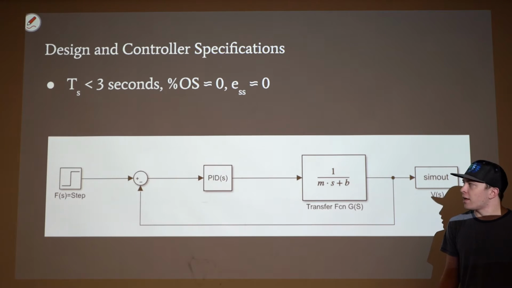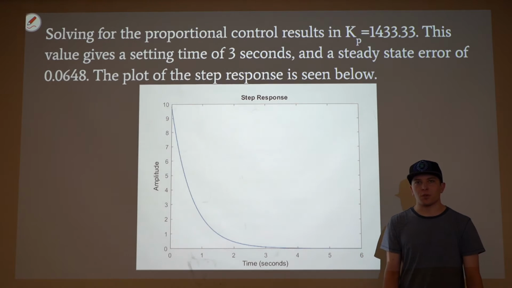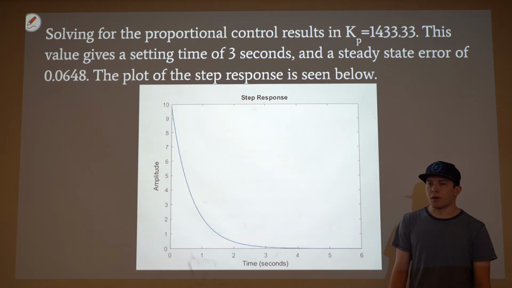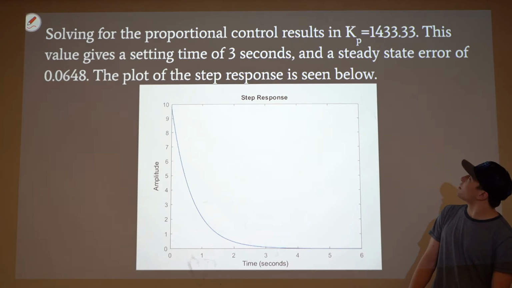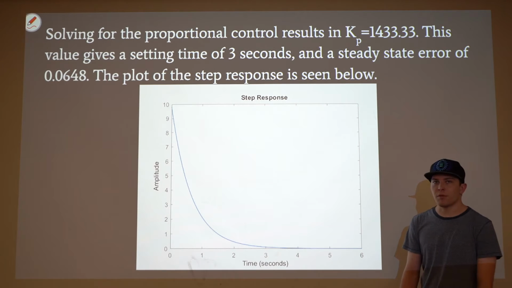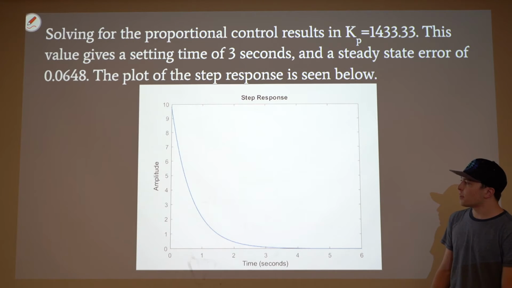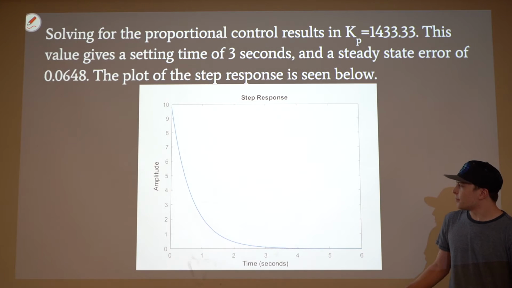And for this, we went with a proportional controller system where we have a unit step coming into our proportional control, into our transfer function, and then that loops back to our initial input. Solving for the proportional controller design, we found that our controller constant would be 1433.3. This value gives us a settling time of 3 seconds, and it also gives us a steady state error of 0.0648.